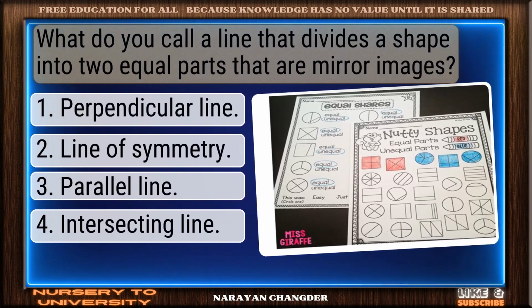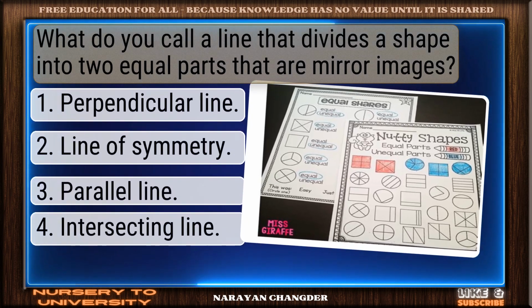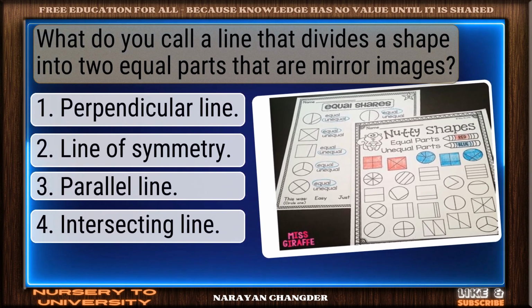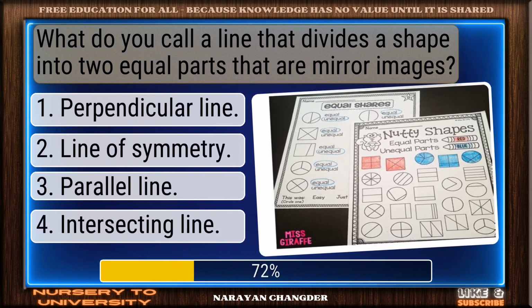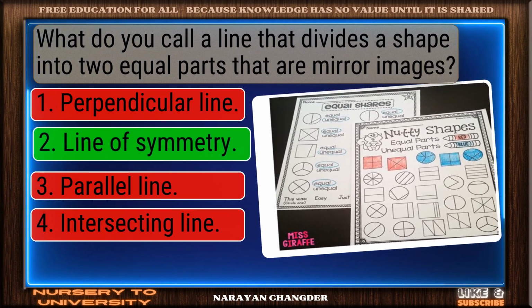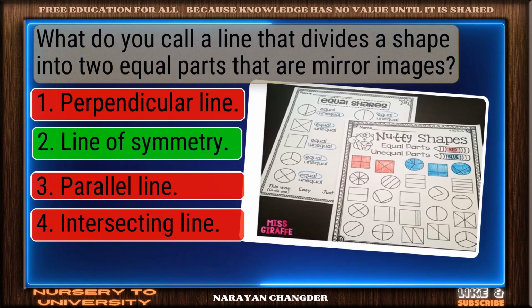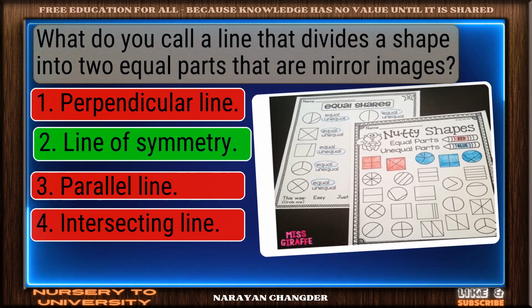Question number 45. What do you call a line that divides a shape into two equal parts that are mirror images? Smart move. Line of symmetry is an accurate answer.